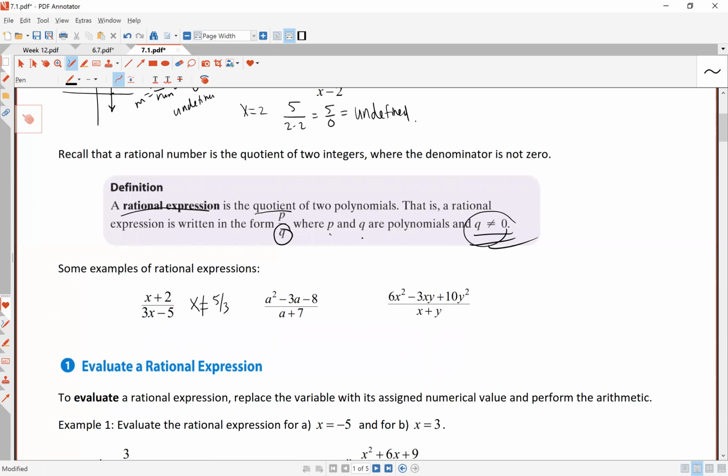Whereas if we have a squared minus 3a minus 8 over a plus 7, it's only the denominator that you don't want to be 0. So you would assume that a isn't equal to negative 7. The numerator can be anything. And the last one, you have x plus y in the denominator. You'd want to make sure that x never equals negative y, because then you'd have 0 in the denominator.